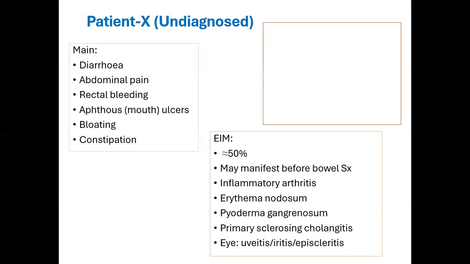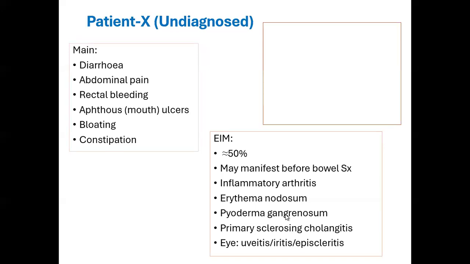There's also primary sclerosing cholangitis, and that's a type of liver condition where the bile ducts are inflamed, which causes a backup of bile, and so cholestasis, and that can then cause further liver damage.